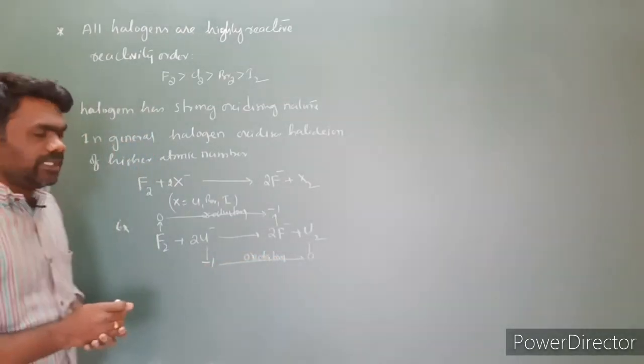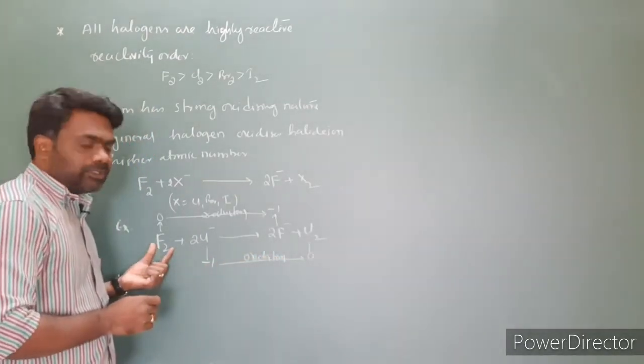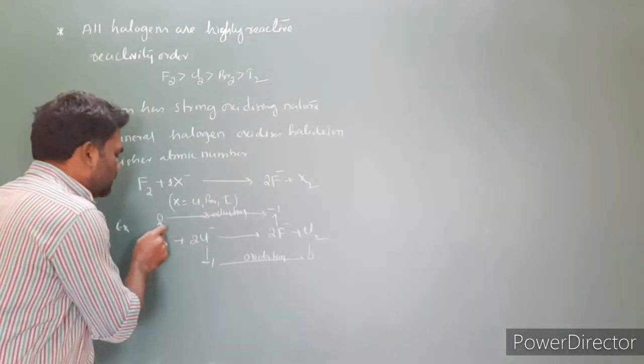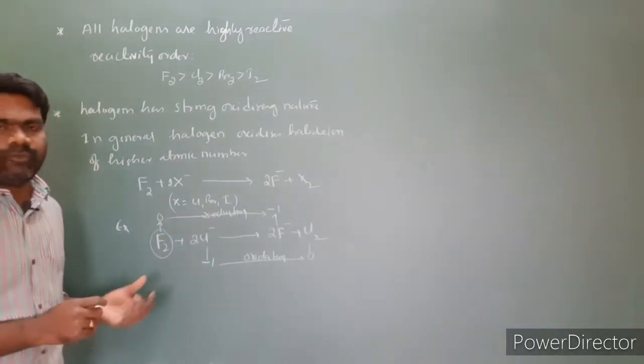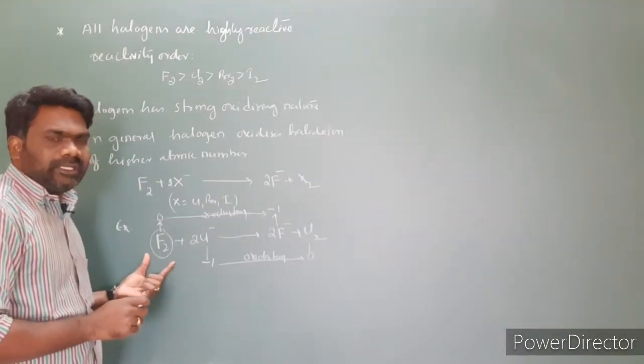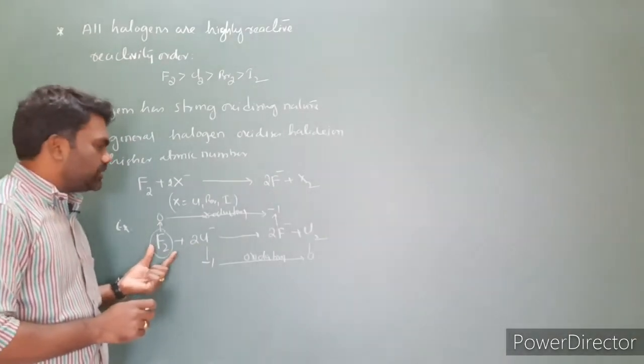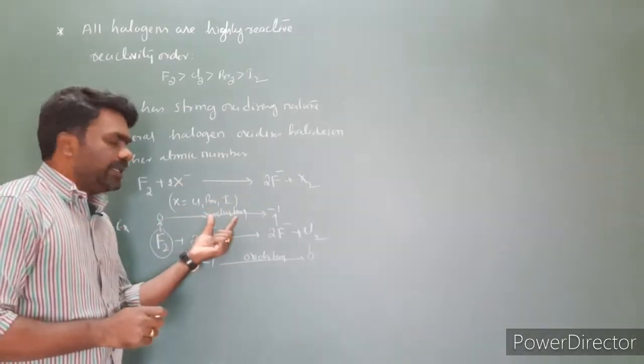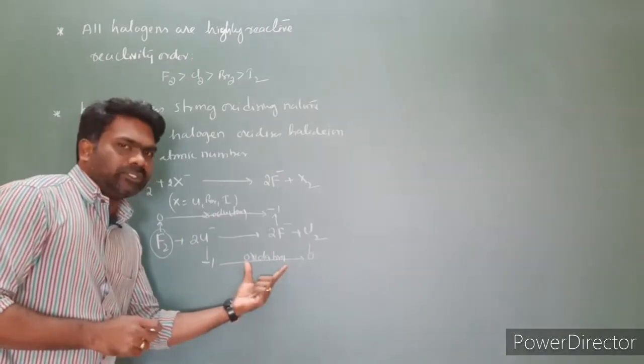Oxidation. So the point we understand is that fluorine can oxidize chlorine, bromine, iodine. Fluorine is a strong oxidizing agent. Even it can oxidize other halogens: chlorine, bromine, iodine. So fluorine is undergoing reduction and making other substances undergo oxidation.